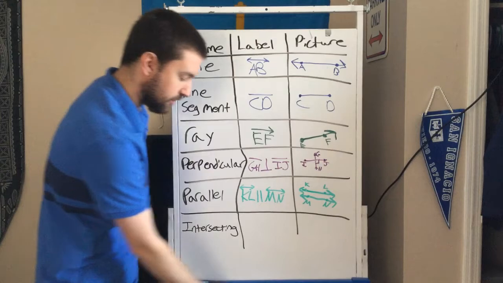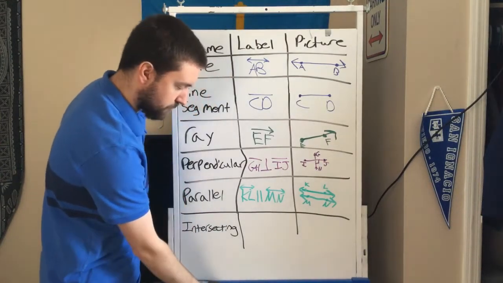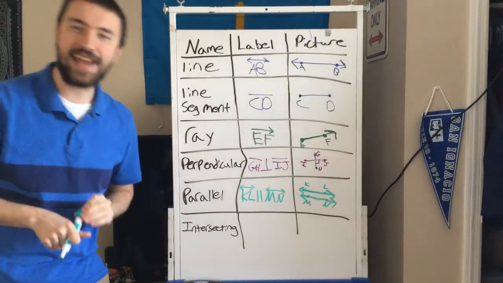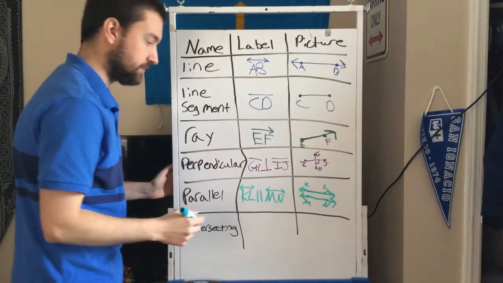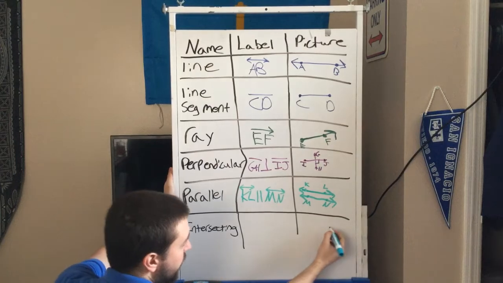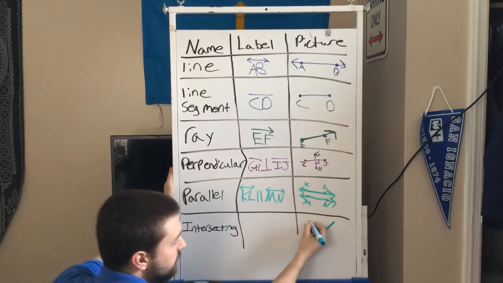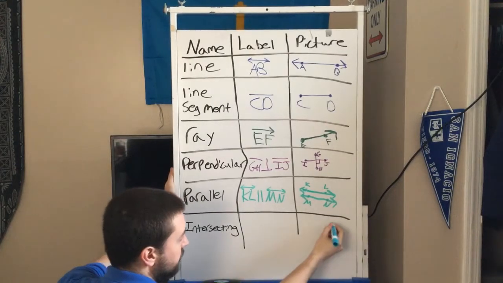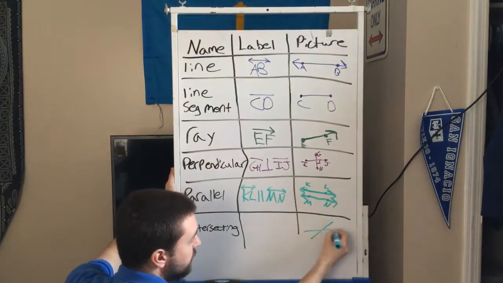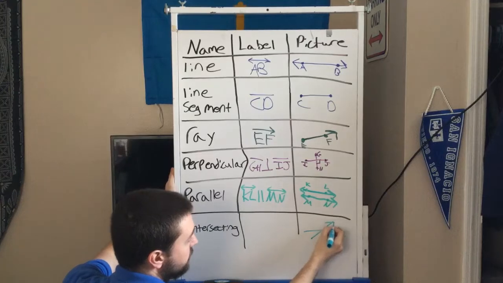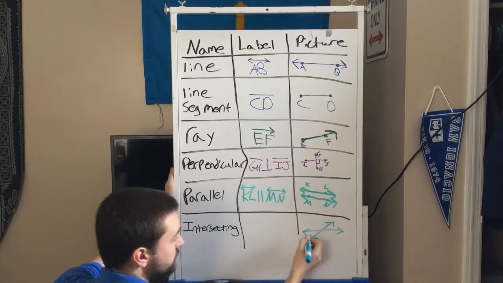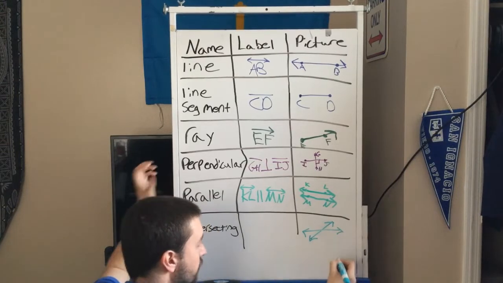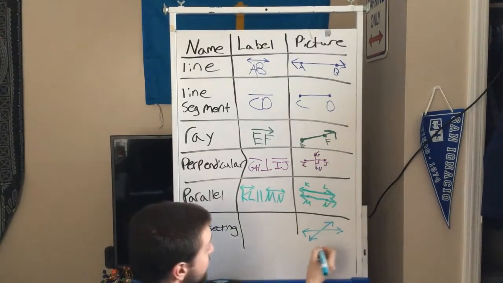Now, intersecting lines are special because these are lines that cross, but not at a 90-degree angle. So these lines, that actually looks like a 90-degree angle. I want to fix that. Make that a little more exaggerated here. Yeah. Intersecting lines are lines that cross, but not at a 90-degree angle.